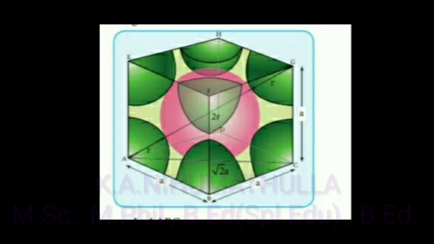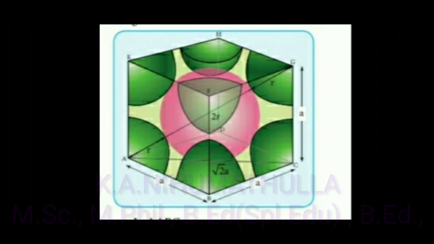ACG forms a right angle triangle, triangle ACG. To calculate AG, we require the AC and CG values. The CG value is a known value, that is our edge length a. We don't know AC.